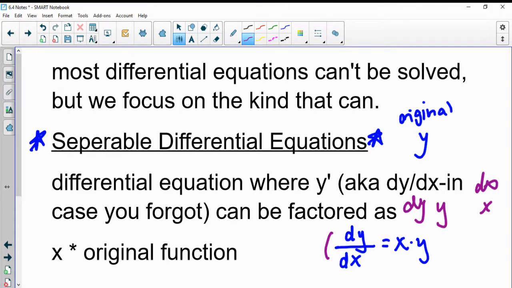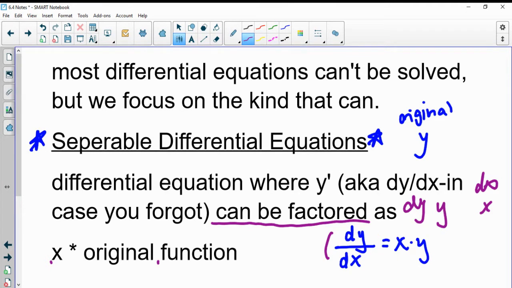Okay, we're used to our equations being y is a function of x, so y equals something with some x variables. So what we're going to do in these is separate the derivative, the dy dx, into y's on one side, x's on the other side, and then we're going to solve for y. Okay, so the reason it's separable is because you can factor your derivative into x times the original function. So that's why it's called a separable differential equation.